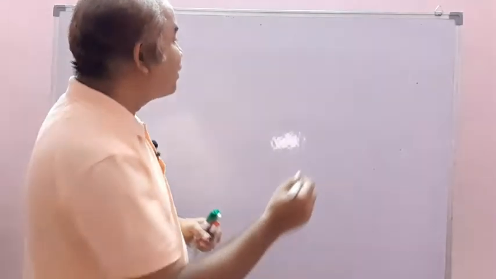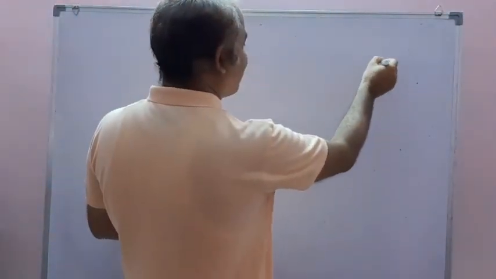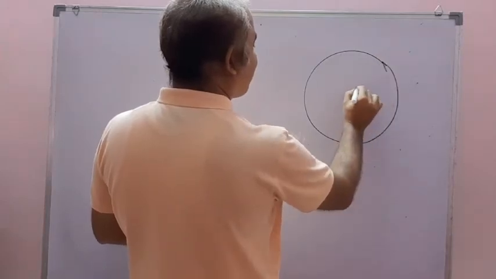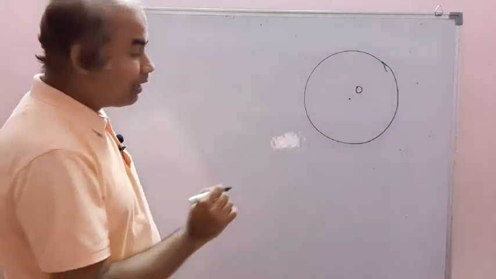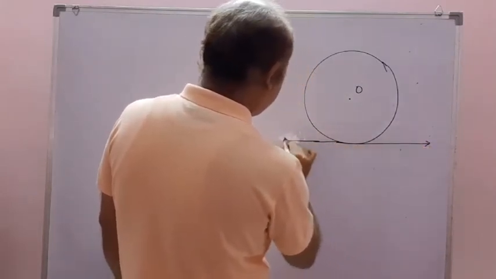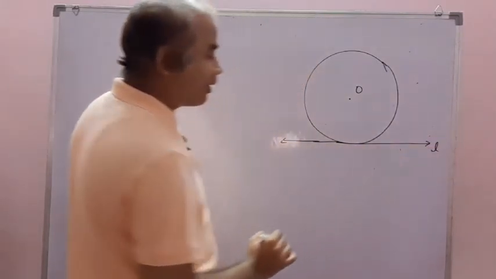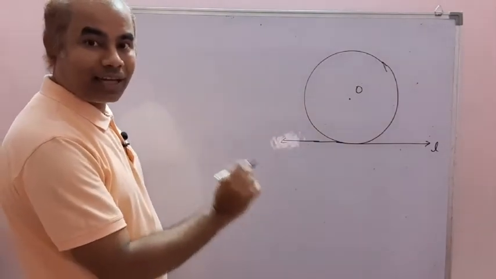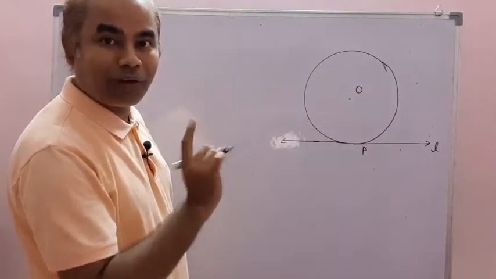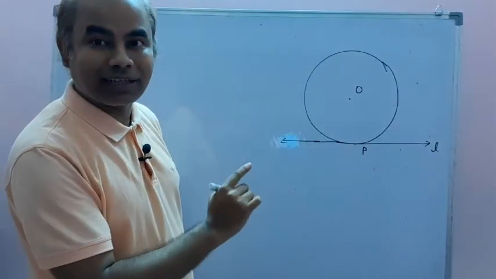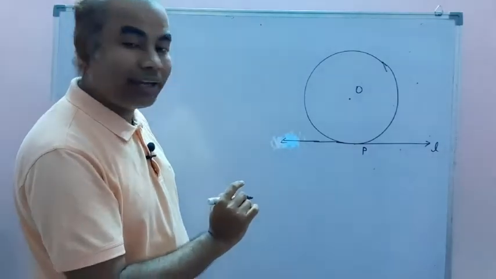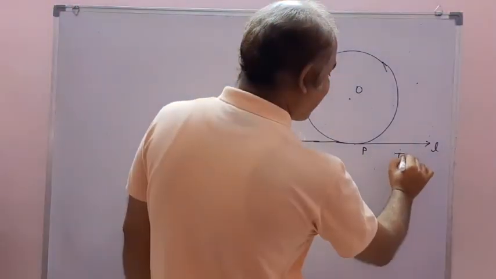See all of you. Suppose we draw a circle with center O, and there is a line. Say L is the name of that line, which intersects the circle exactly at one point, only at point P. Only at one point, if the line intersects the circle, then this line is called a tangent. So here line L is called a tangent.